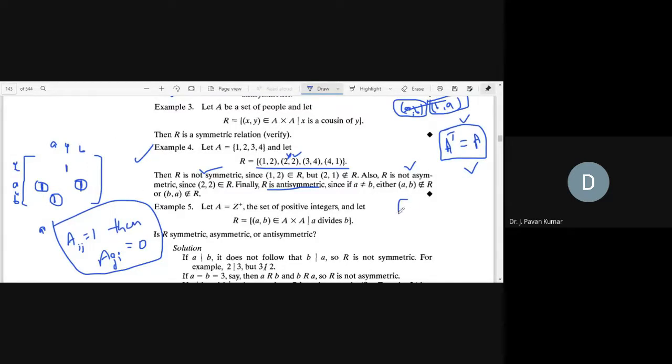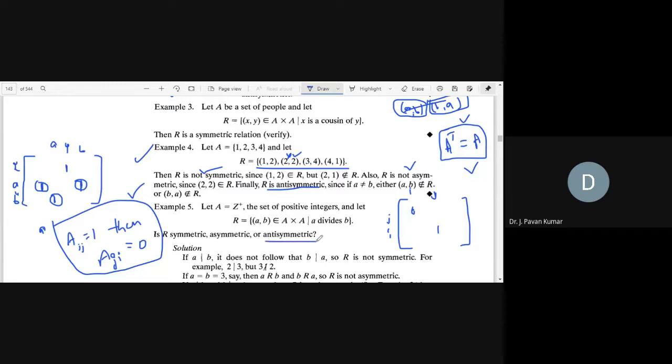What is this Aij? This is the matrix called A. I is the row, j is the column, so Aij is the entry in the ith row and jth column. If it is 1, then the jth row, ith column entry should be 0. Then only we can consider the pair i comma j. If the pair i comma j is part of the relation, then j comma i is not part of the relation. If this is satisfied for every i and j, we can say the relation is asymmetric.